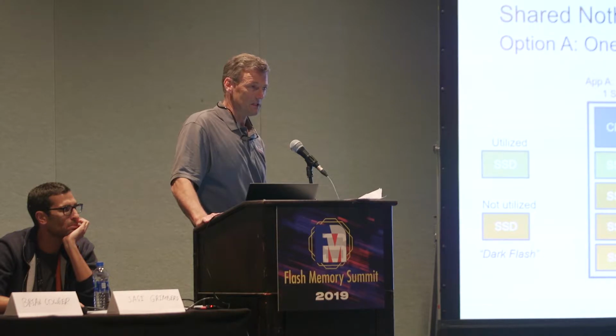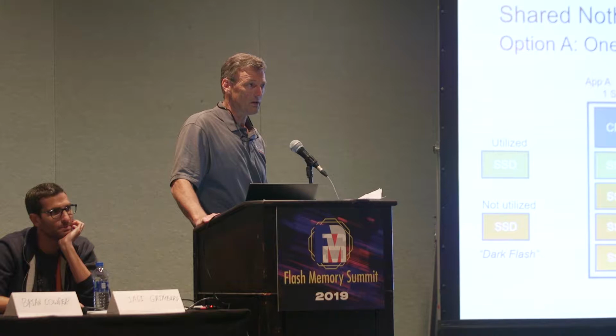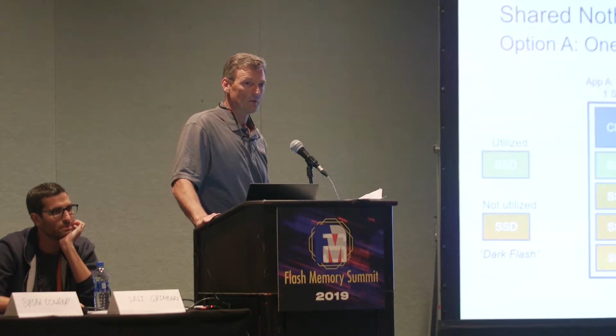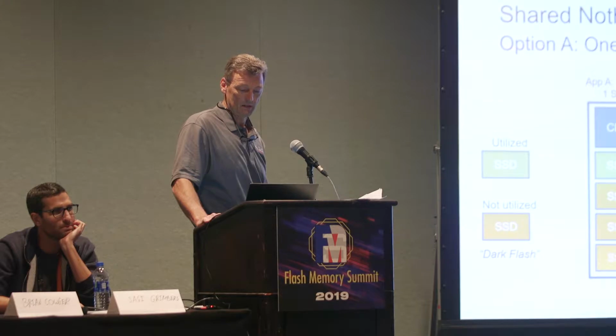So the net utilization in this very simple model is 50%. I think the industry generally agrees that in a cloud services model, where you have lots of different applications running, that number is in the 40 to 50% range. So that's a lot of dark flash sitting out there.